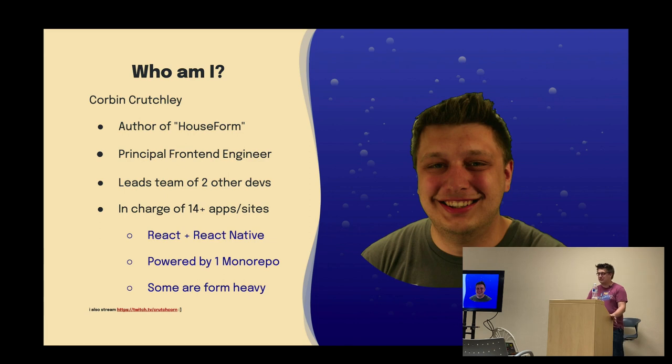I'm in charge of 14 different React applications. Many of which use React Native, React, and you'll notice that we only have a team of three, right? We're in charge of 14 plus applications, so how do we do that? That's a lot of code that we have to share between processes. We have to make sure that they're optimized, right? Some of them are very form heavy. They're powered by one monorepo, which is how we're able to get so much code reuse.